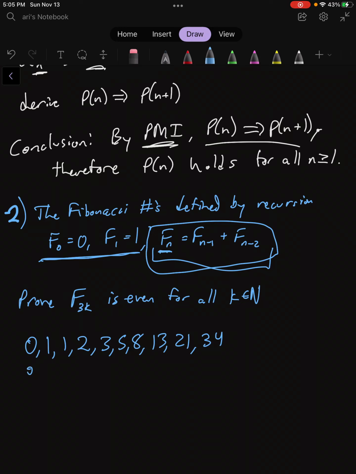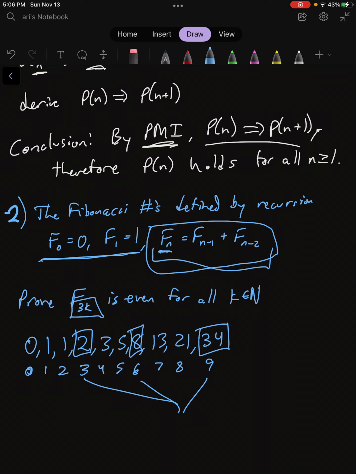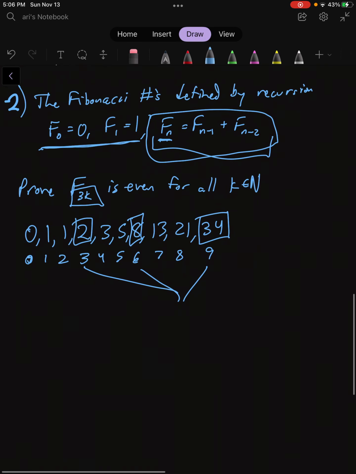And so if we just write down the indices, we have 0, 1, 2, 3, 4, 5, 6, 7, 8, 9. And we could see that 9, 6, and 3, those are our 3Ks, our products of 3, all of those are even numbers. Huh, that is weird. Why does that work out?